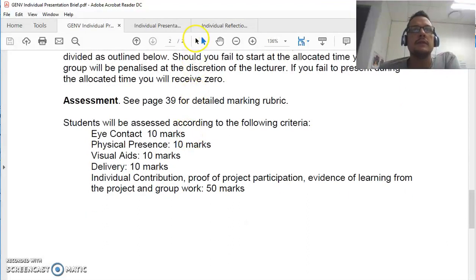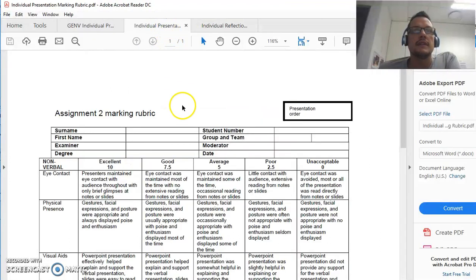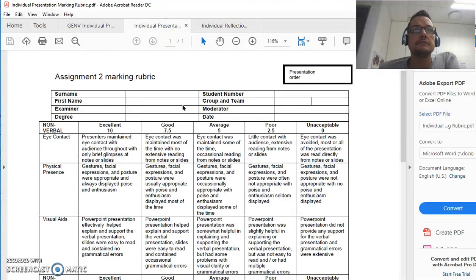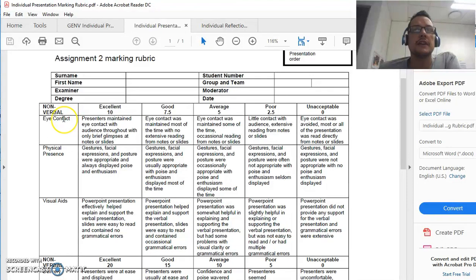But let's have a look and see how you're going to be assessed. So this is the marking rubric. You can see you're going to get 50% of the marks on how you present, and 50% of the marks on what you're presenting. So we're really looking at the effective communication skills. So please focus on how you're presenting.